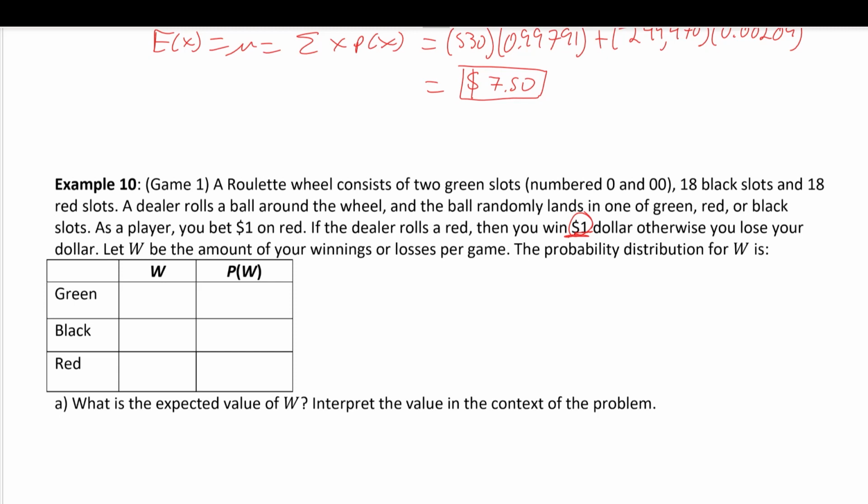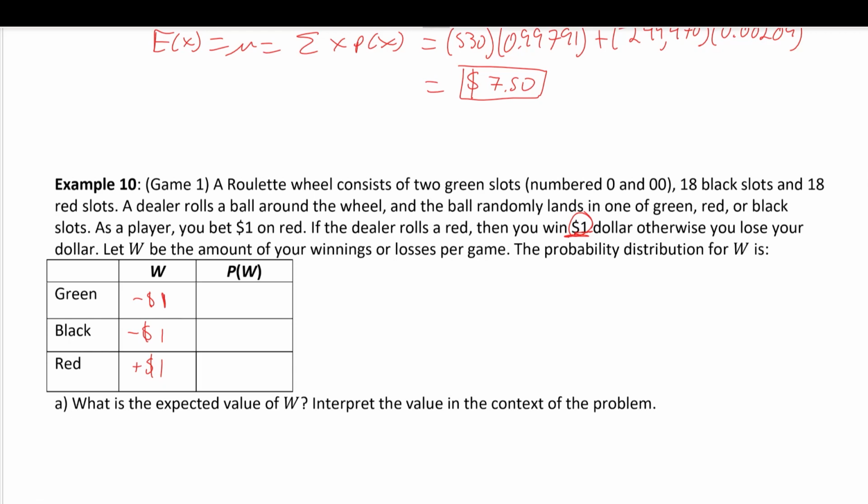Now, they say that if it lands on red, you make $1. So you make a profit of $1. You bet $1, they give you back 2. So technically you have a net of $1. Otherwise, you just lose that $1, right? So if it lands on green, you're going to lose $1. If it lands on black, you'll also lose $1.